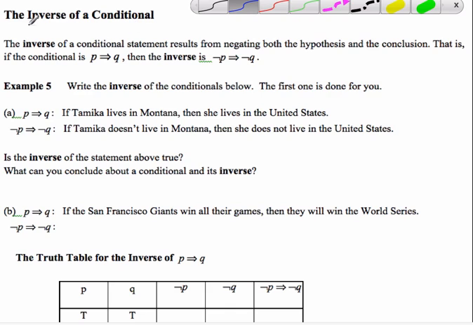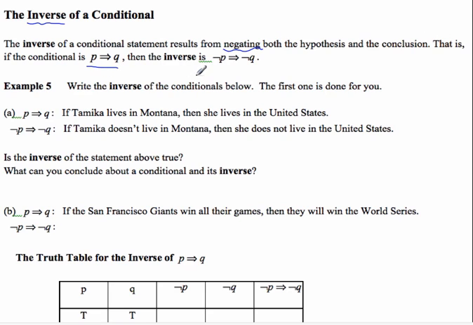Next, we're going to look at the inverse of a conditional. The inverse of a conditional statement results from negating both the hypothesis and the conclusion. So if the conditional is P implies Q, then the inverse is not P implies not Q. Write the inverse of the conditional statement below: if Tamika lives in Montana, then she lives in the States. You just need to put a not into both parts, and you have the inverse.